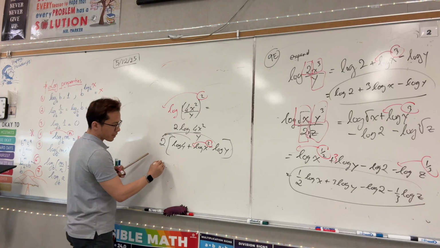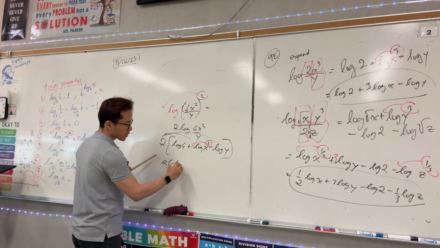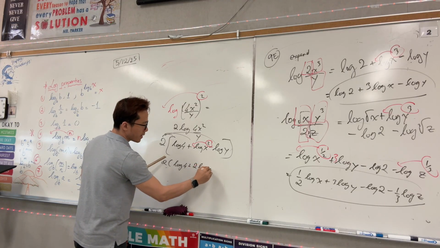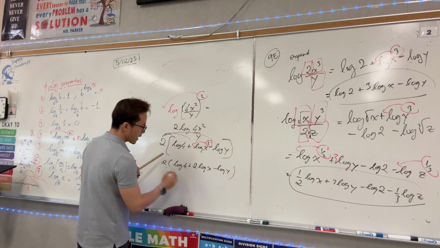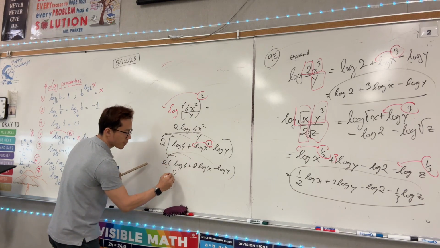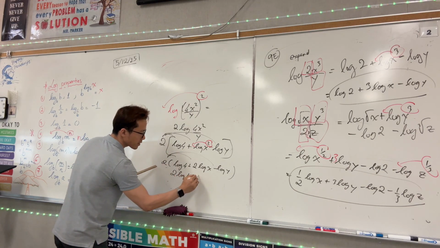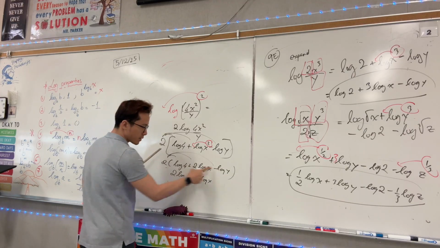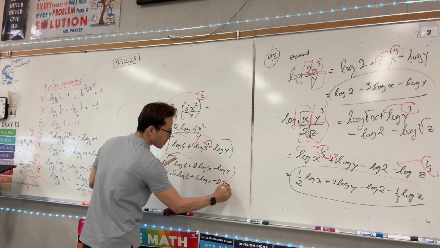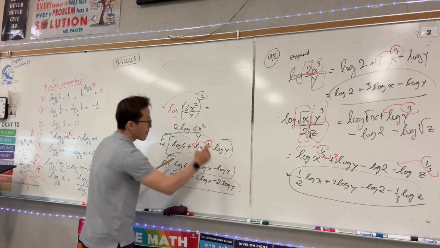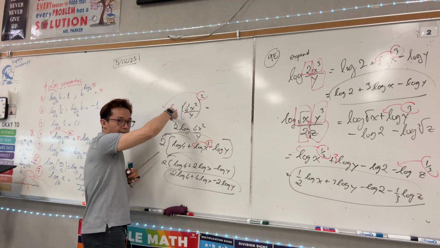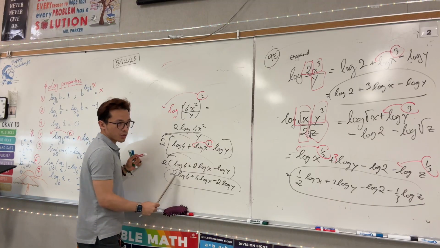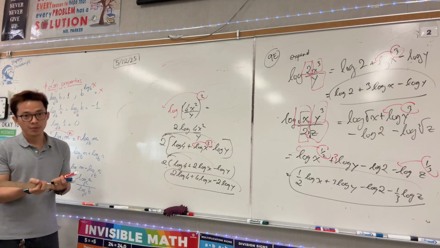I'm gonna do it slowly. So log 4, and I'm gonna bring the 2 to the front first. I have 2 log x minus log y. Now I distribute the 2. I have 2 log 4 plus 4 log x, right? 2 times 2 is 4. And then minus 2 log y. Remember, this 2 applies to everything. That's why in front of every log, you have 2.